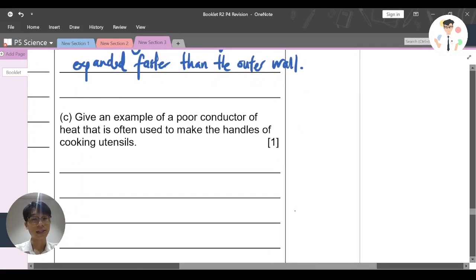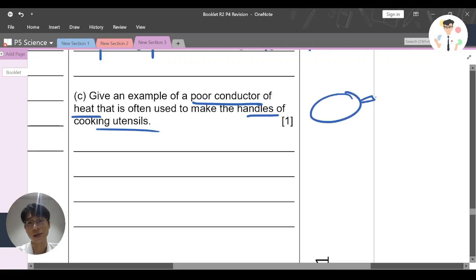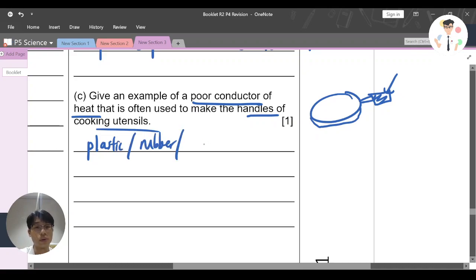The next question says: give an example of a poor conductor of heat that is often used to make the handles of cooking utensils. As I actually explained, if you have a frying pan, maybe this handle should be a poor conductor of heat. Some of the common ones are plastic, maybe rubber, or maybe wood. It depends on the company that made it. Okay, this is wood, W-O-O-D.